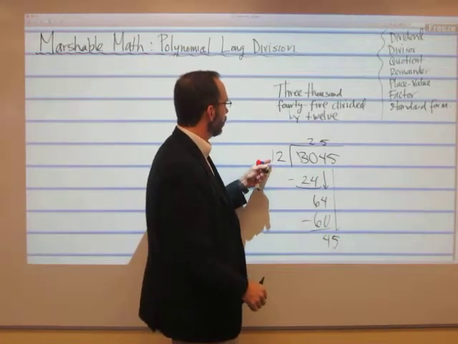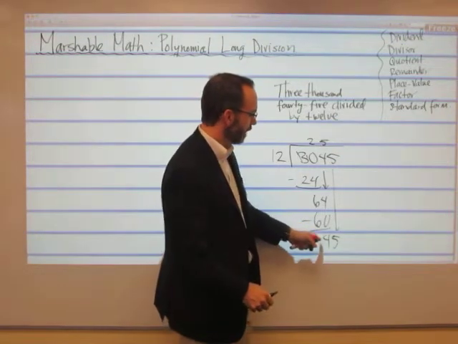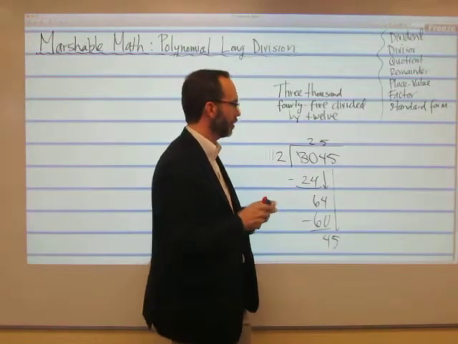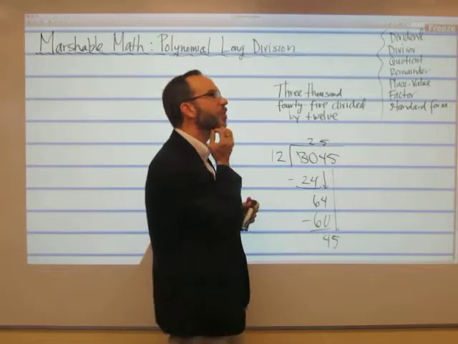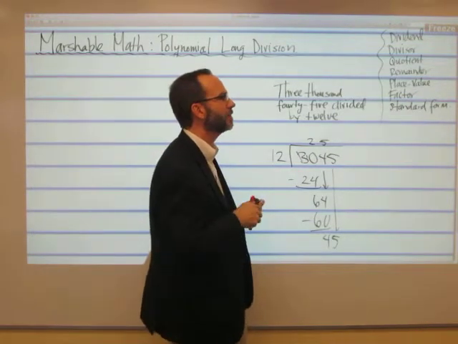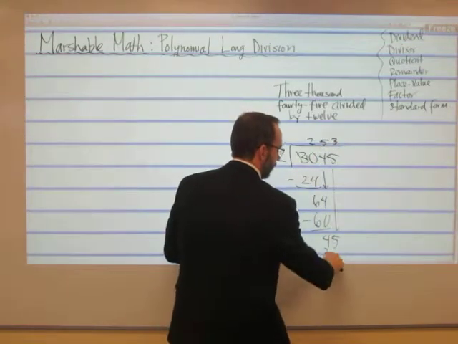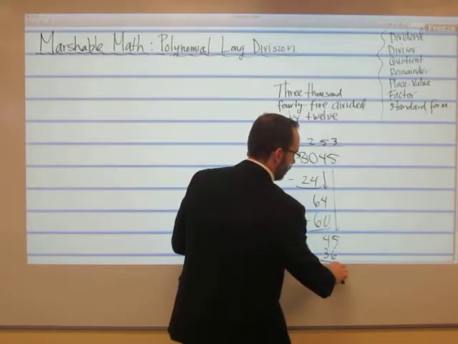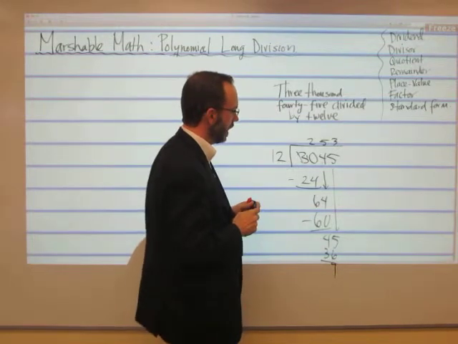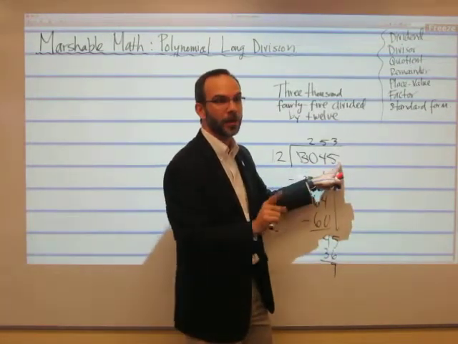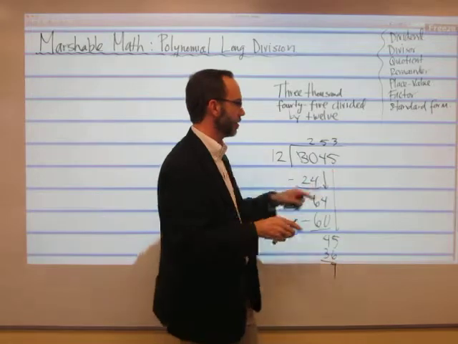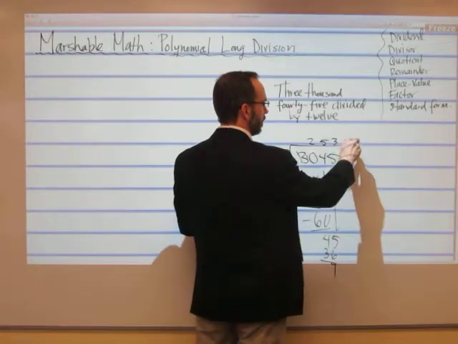What do I multiply 12 by to get as close as I can to 45 without going over? 12 times 4 is 48. That's too much. 12 times 3? 3 times 12, 36, and I get 9. I could put a decimal here and keep going, but let's talk about remainders. Let me just leave that as a remainder 9.